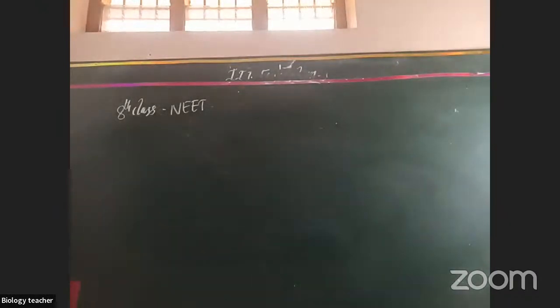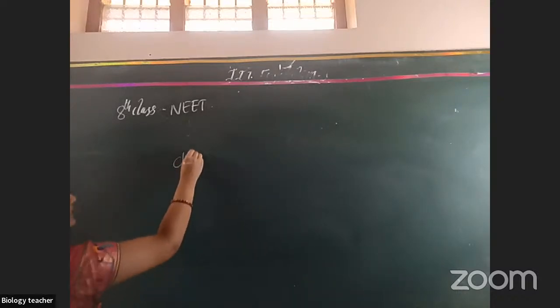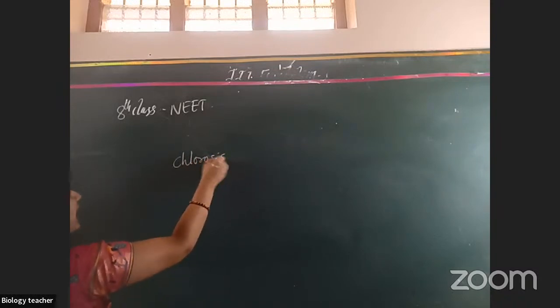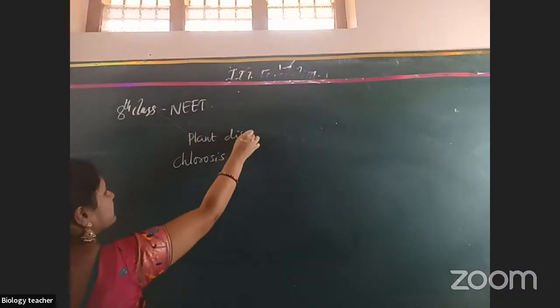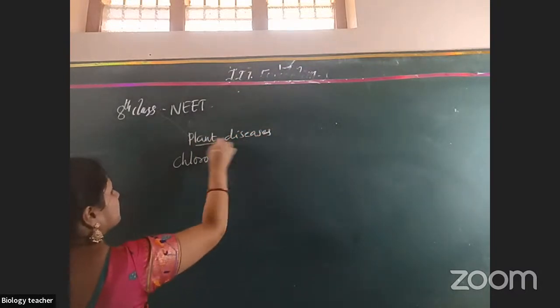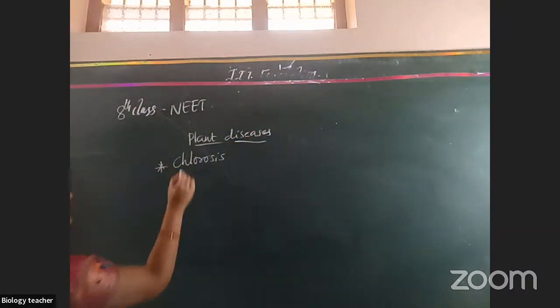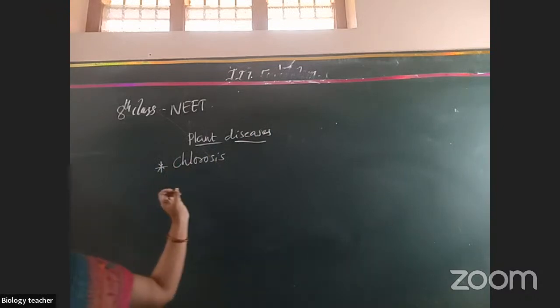Okay, so now we will write about some diseases, in plants as well as in animals. So what are the diseases? Chlorosis. These are plant diseases which are caused by viruses.